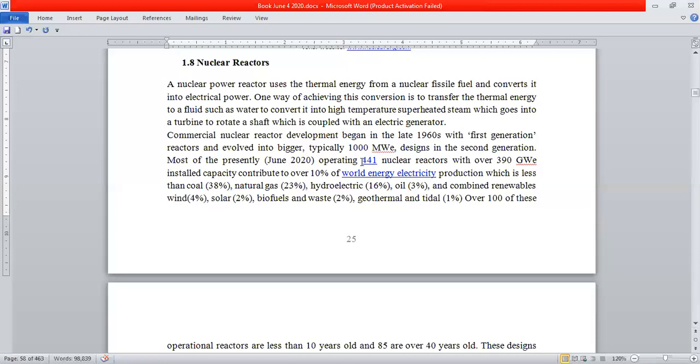according to the International Atomic Energy Agency, there are 441 operational nuclear reactors with over 390 gigawatt electric installed capacity. The contribution to the world's electricity by nuclear is about 10%. The most is coal, which is 38%, followed by natural gas, 23%, followed by hydroelectric, 16%, followed by nuclear. So nuclear is fourth in the world. And then you've got oil, which is 3%, wind 4%, solar 2%, biofuels and waste 2%, geothermal and tidal 1%.